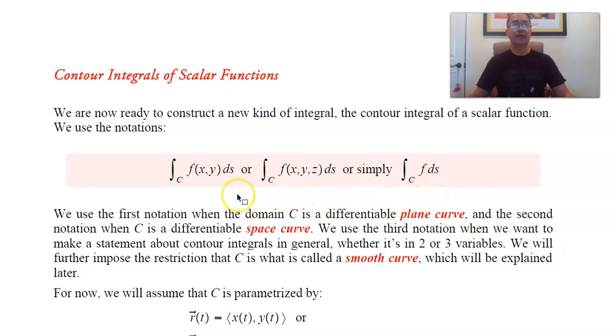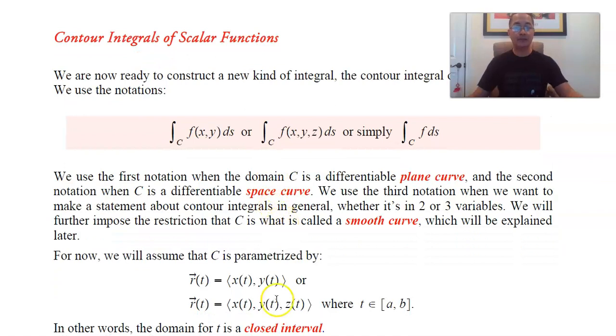In the first integral, c is only in x and y, so it's a plane curve. In the second case, c can be a space curve, with all of x, y, and z. So here are possible parametrizations for these curves. As usual, we will have x and y as functions of t, or x, y, and z as functions of t, where t is from a closed interval from a to b. We're not going to look at infinite lines or infinite helices, plural for helix. We're going to bound the domain to be a closed interval.